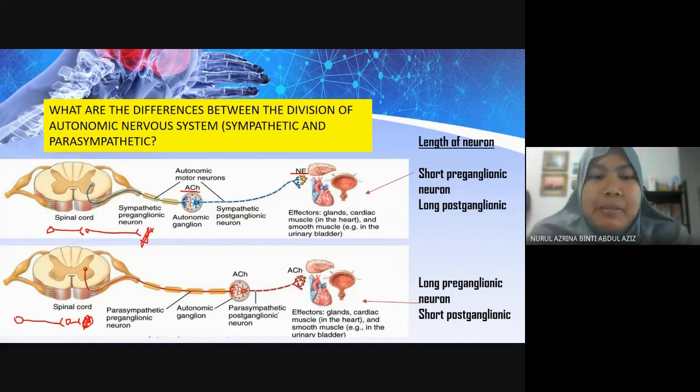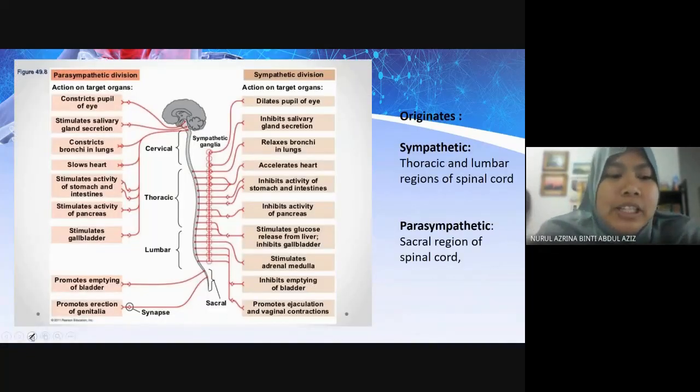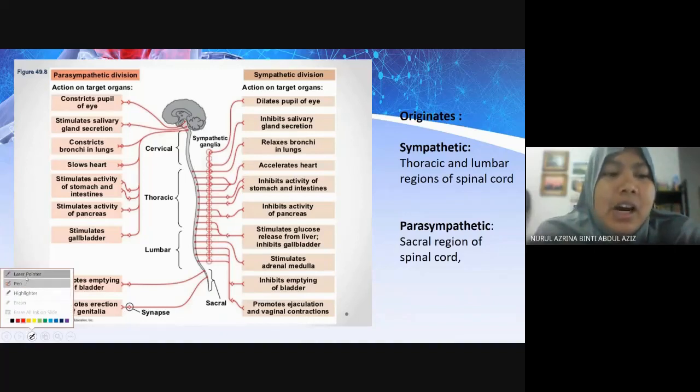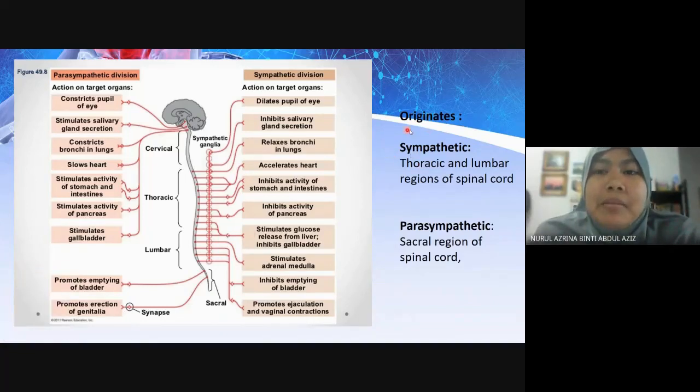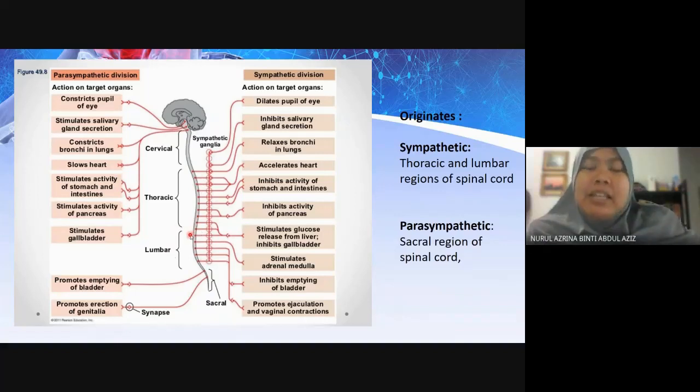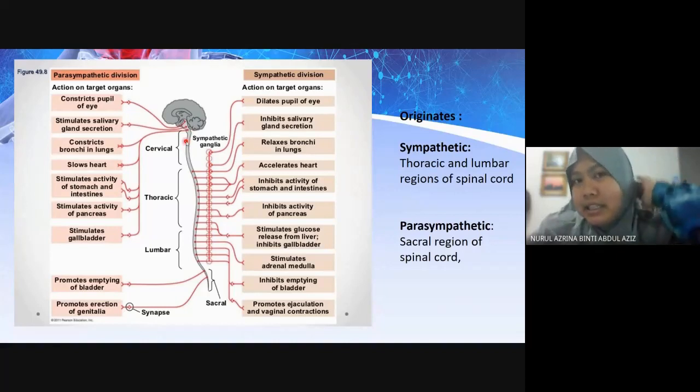Okay, ini tu pertama. Now let's see the origin of the pathway. You can see the sympathetic pathway or division originates from the thoracic and lumbar regions of the spinal cord. Maksudnya kebanyakan sympathetic division dia berasal daripada thoracic and lumbar. Thoracic kat sini, kawasan tulang belakang kita. Lumbar ni dekat pinggang. Thoracic dekat belakang lah. Cervical dekat dengan leher nak ke tengkorak kepala ni.